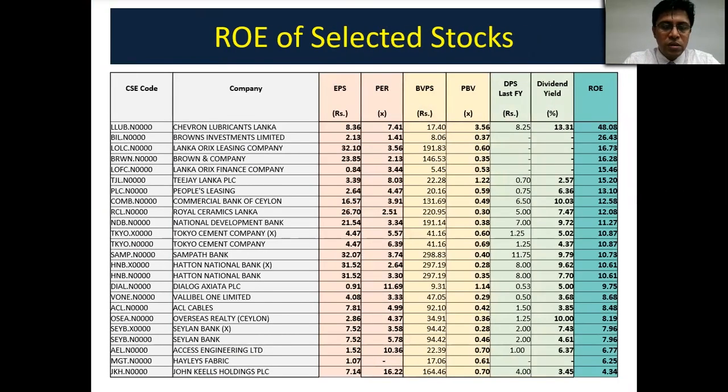This table shows the ROEs from the highest to lowest. You will notice Commercial Bank is efficiently managing its net assets with a higher ROE compared to Sampath Bank. In terms of the ROE, Commercial Bank will be a better buy.